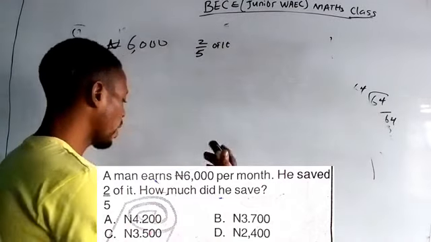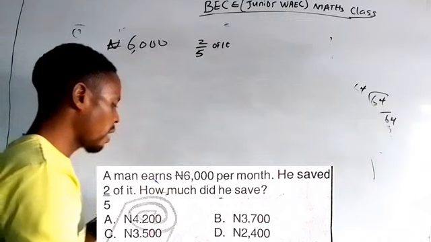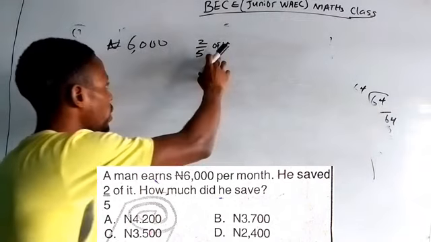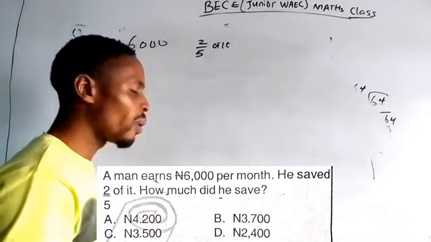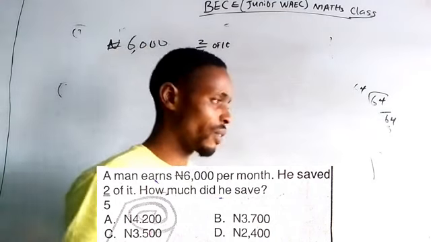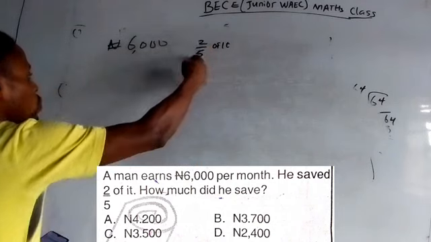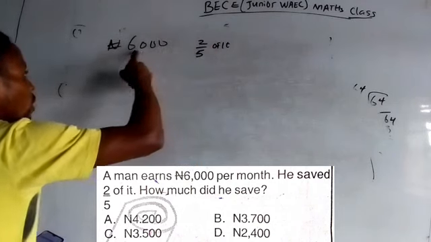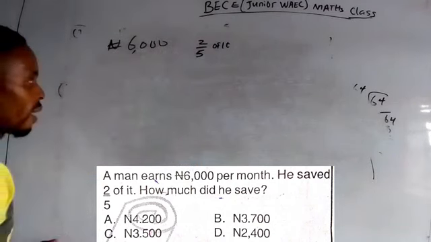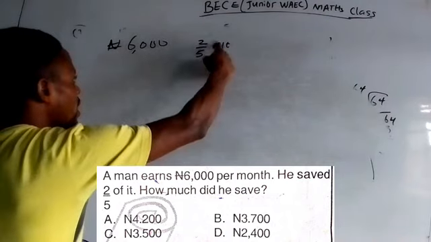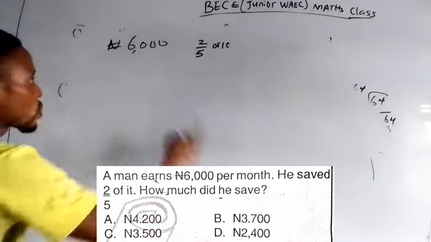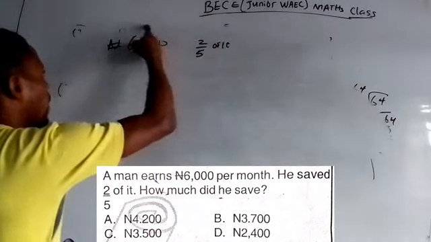When the man earned 6,000 naira per month and he saved 2 over 5 of it, the question is how much did he save? So calculate how much he saved. It means that he saved 2 over 5 of what? Of this 6,000 naira. This "of" means what? Multiplication. So I multiply this by this.